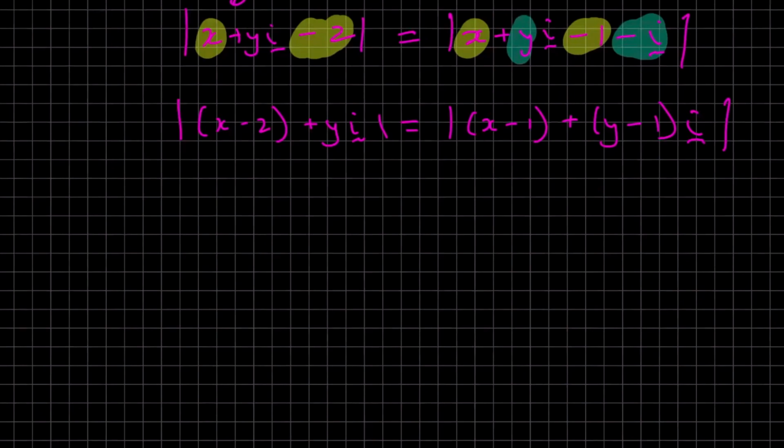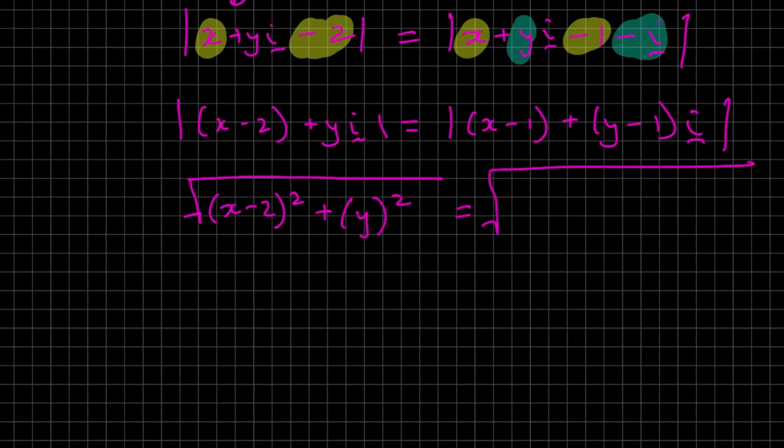As we discussed before, to find the modulus of a complex number, we will use Pythag. So we will take the square root of the real part of our number, so x minus 2 squared, plus the imaginary part of our number, so y squared. This will equal the square root. Again, we're doing the same thing with the right side of the equation, the real part of the number squared, so x minus 1 squared, plus the imaginary part of the number, y minus 1 squared.